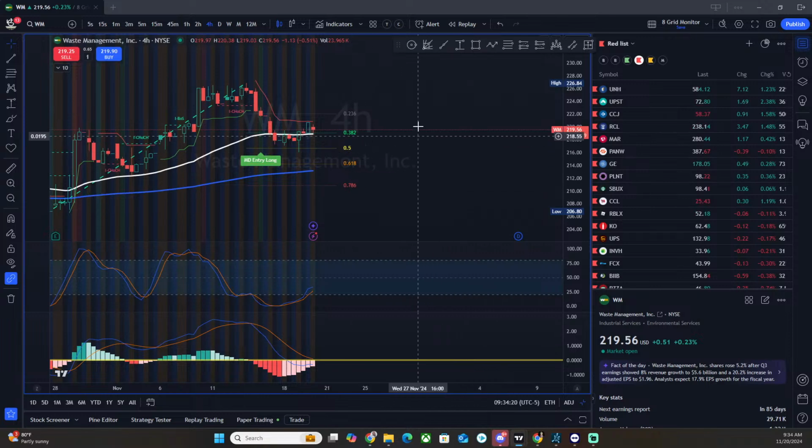So if you ever played Waste Management, this is a good little setup that I'm very, very curious about, and I think this one could open up a printer up to about $5 or so. All right, so that's that one.